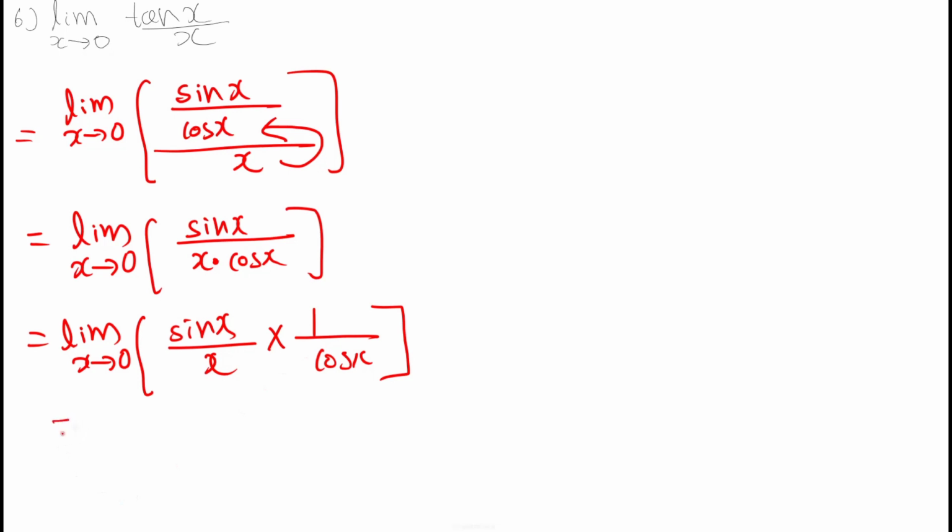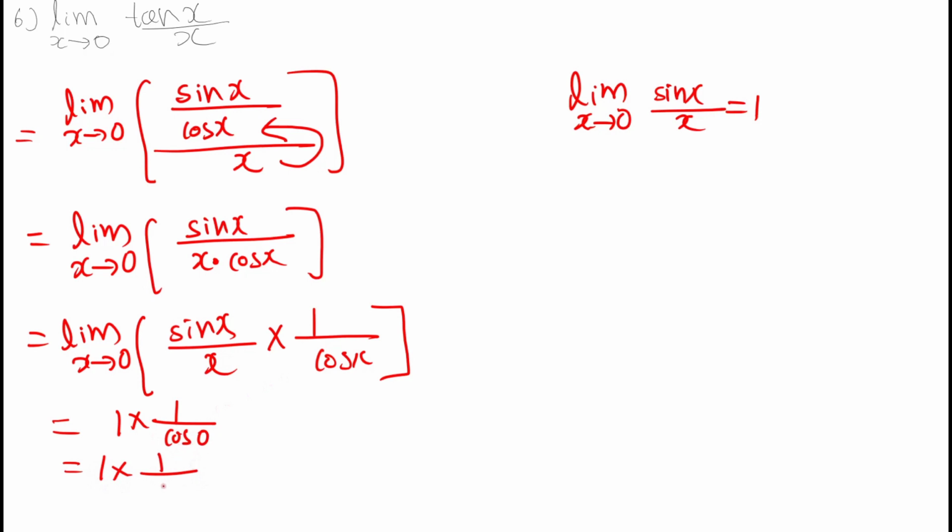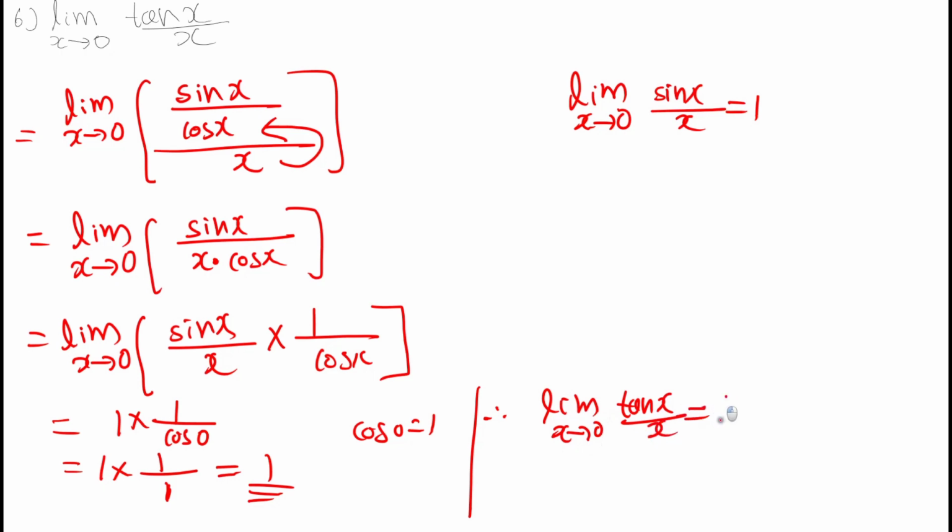Now apply the limit. We already know, right? Standard result, limit extending to 0, sin x by x value is equal to 1. So that here see sin x by x value is equal to 1. So 1 into 1 by cos x, value at 0. It's equal to 1 into 1 by what is cos 0? Cos 0 value is 1, right? So 1 into 1 by 1. So it's equal to 1 into 1, answer equal to 1. So the result is limit extending to 0 tan x by x is equal to 1.